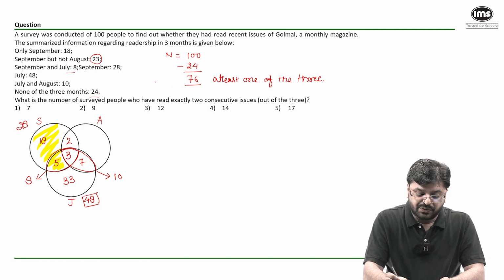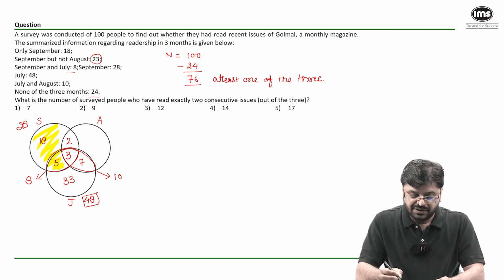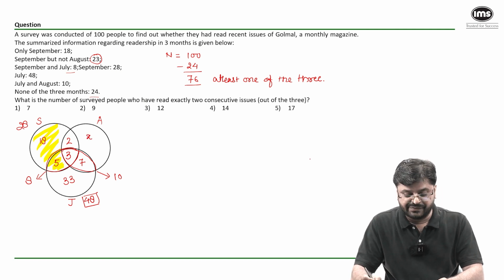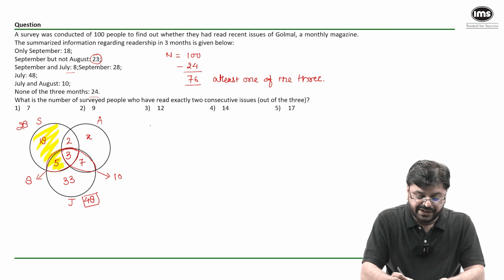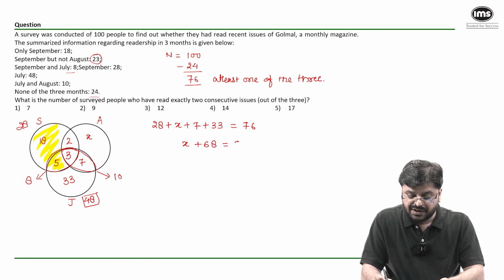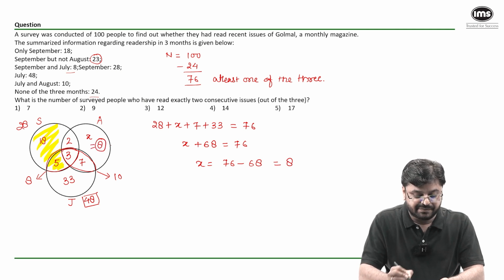It is also given that A union B union C here should be 76, which means the sum of all these values, if you take this to be X, should be 76. Let's equate this. This is 28 plus X plus 7 plus 33 equal to 76. X plus 40 plus 28 is 68, equal to 76, and X equals 76 minus 68, which is 8. So this value is 8.